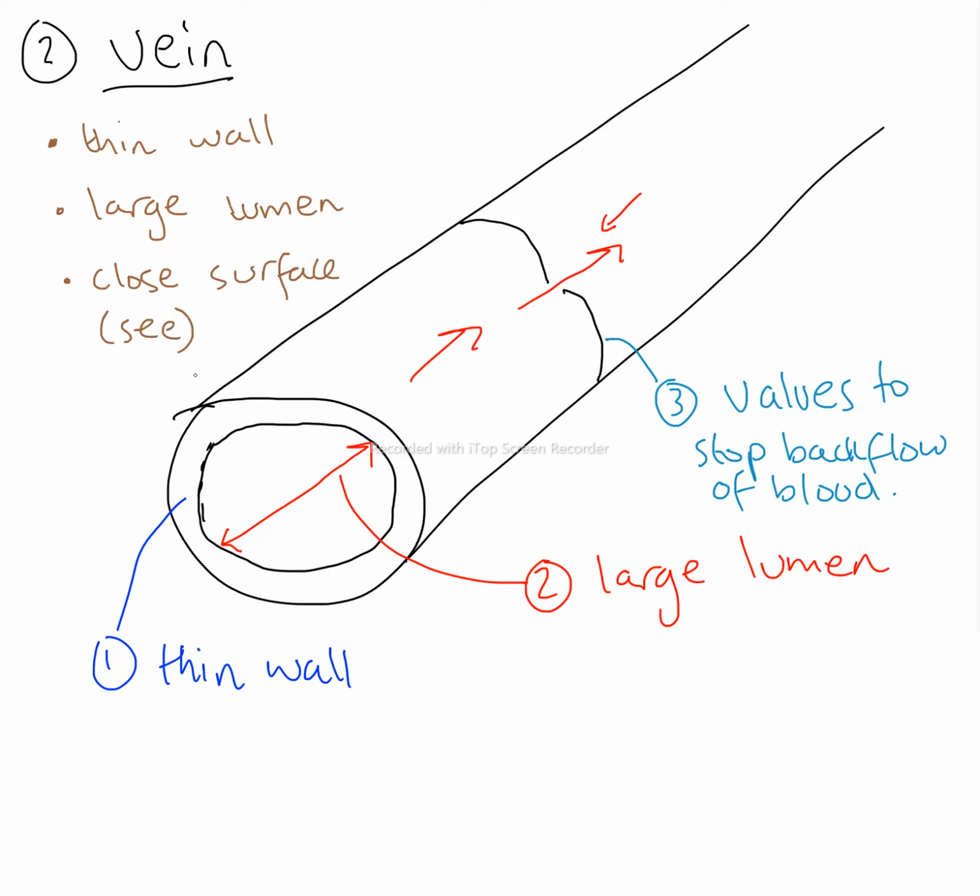So that question comes up. Why would you use a vein instead of an artery? And you can apply the opposite with the artery. So the vein has a thin wall, large lumen, and it has valves to stop backflow of blood.